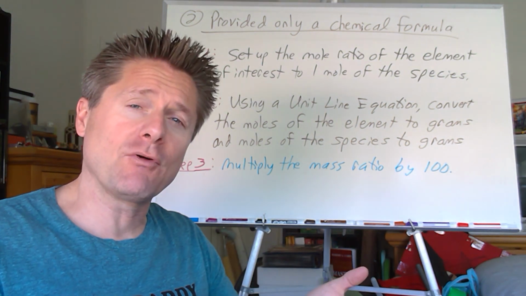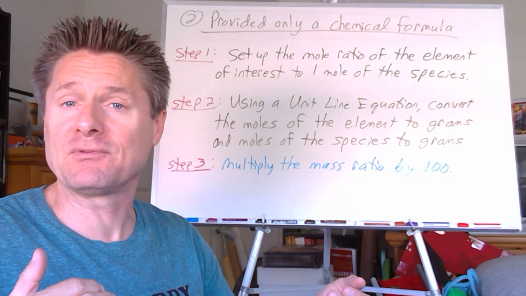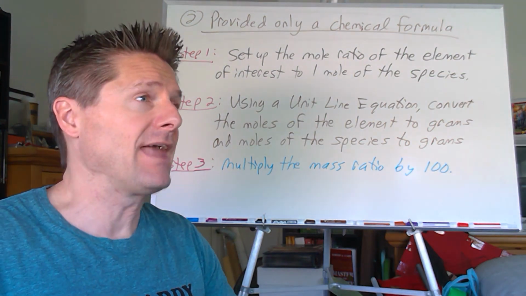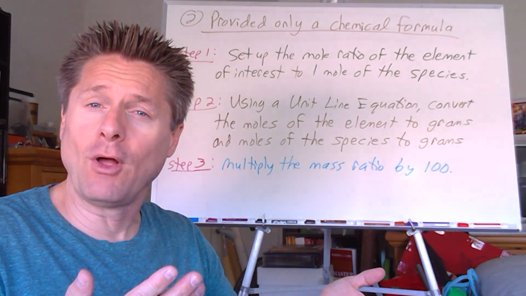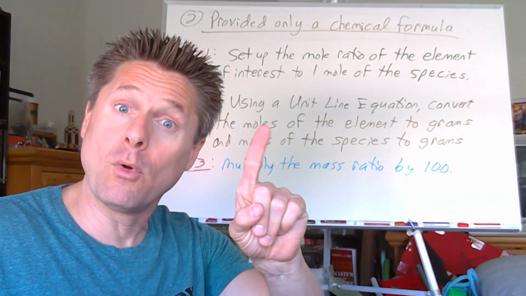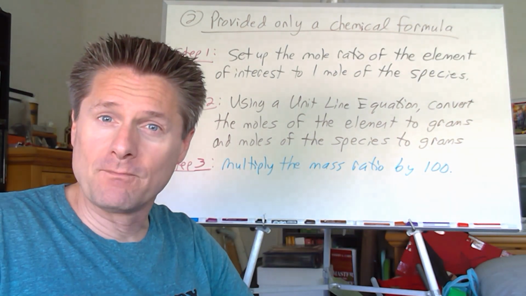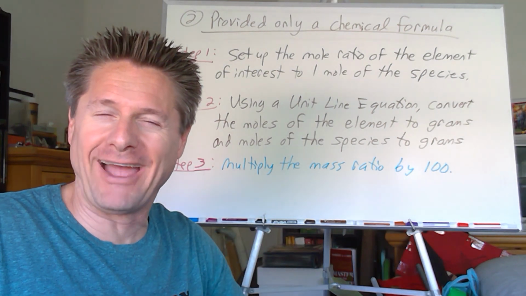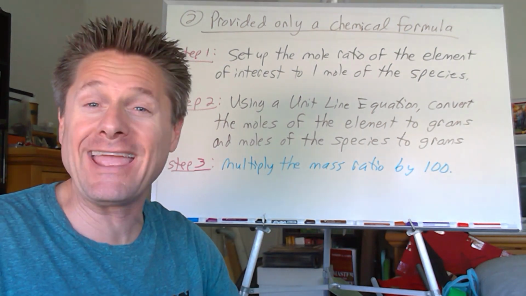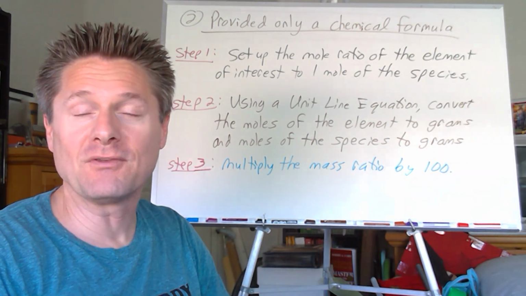And then we're going to look at the chemical formula and ask, how many moles of that element are in that substance? For example, if I had sodium sulfide, Na2S, well, 1 mole of sodium sulfide would have 2 moles of sodium and 1 mole of sulfur. So I can put 1 mole of sulfur over 1 mole of sodium sulfide, or I could go 2 moles of sodium over 1 mole of the whole thing, sodium sulfide.